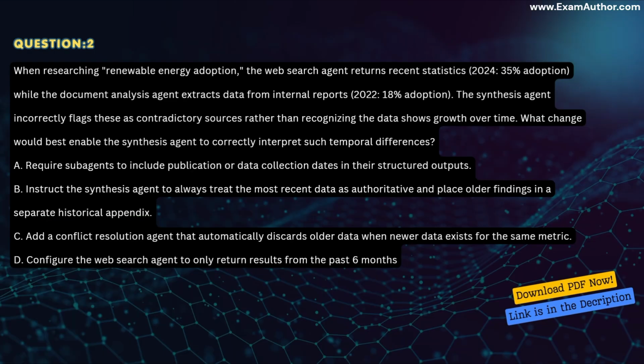Question 2. When researching renewable energy adoption, the web search agent returns recent statistics: 2024, 35% adoption, while the document analysis agent extracts data from internal reports: 2022, 18% adoption. The synthesis agent incorrectly flags these as contradictory sources rather than recognizing the data shows growth over time. What change would best enable the synthesis agent to correctly interpret such temporal differences?